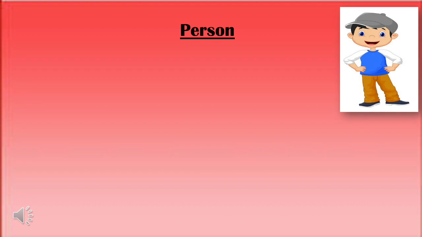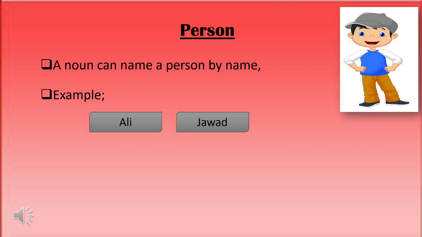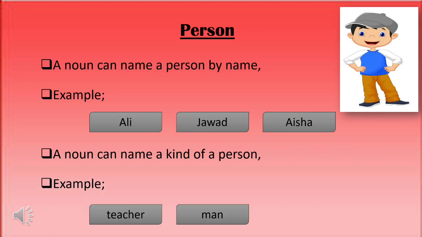Let's recall about names of person. A noun can name a person by name. For example, Ali, Jawad, Aisha. These three examples are names of person. By these names we know it is a name. And a noun can name a kind of person. For example, teacher, man, sister.